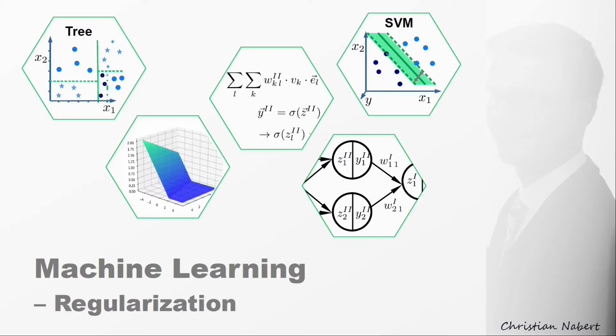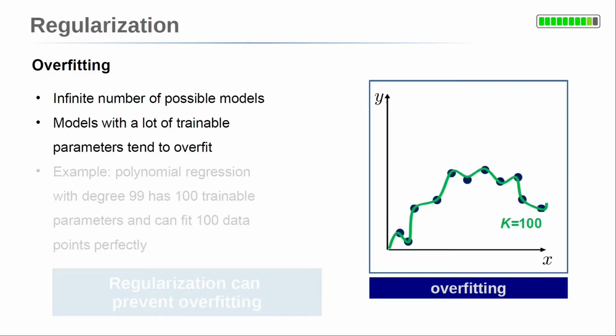This final section of the lecture is about regularization. We can try different models and finally select the one with the best scores according to cross-validation. But, of course, there is an infinite number of possible models. This is why regularization is a good idea. Models with a lot of trainable parameters tend to overfit on the data.